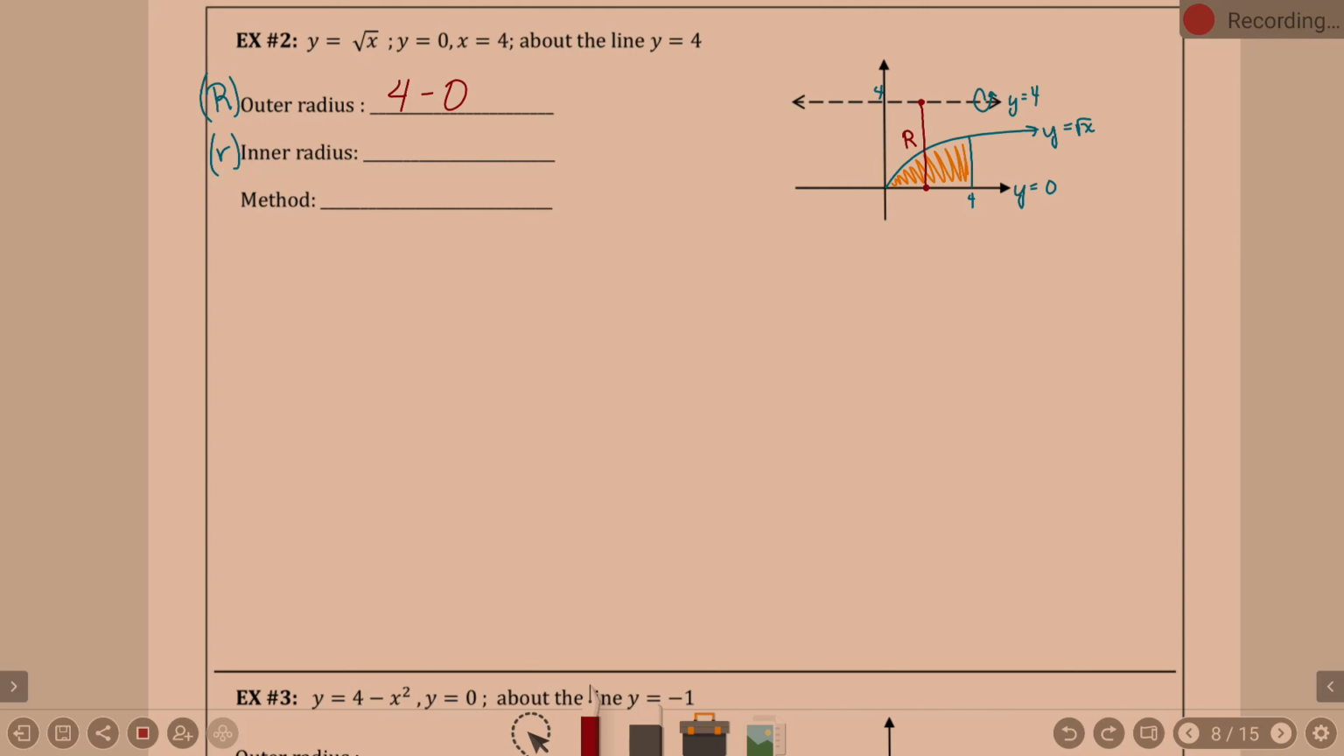Okay, what about the inner radius? 4 minus square root of x. It goes from what we're rotating to our square root of x graph. So then we're looking at 4 minus square root of x. Method? Washer. Yeah, they're asking is this disk or washer? We're rotating about here, and there's going to be this hole here. Okay, there's going to be a gap.